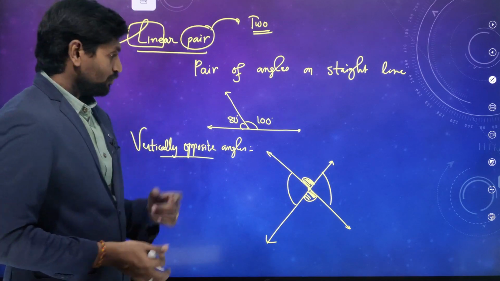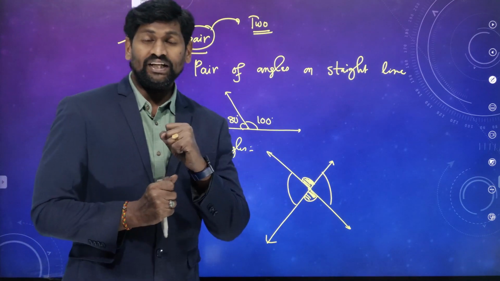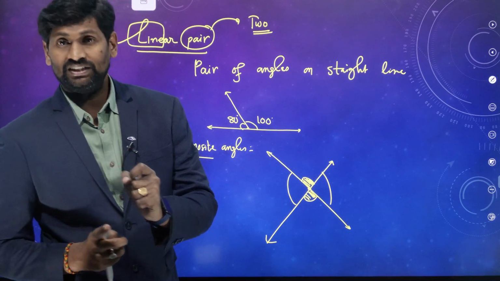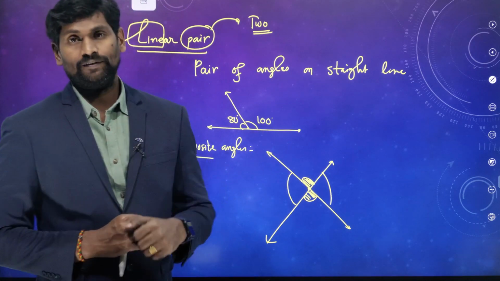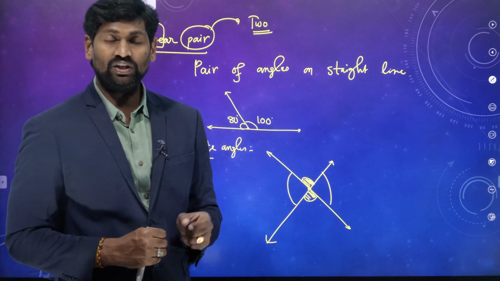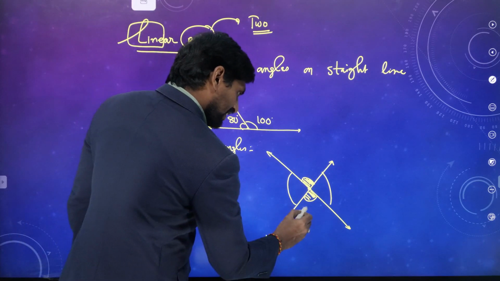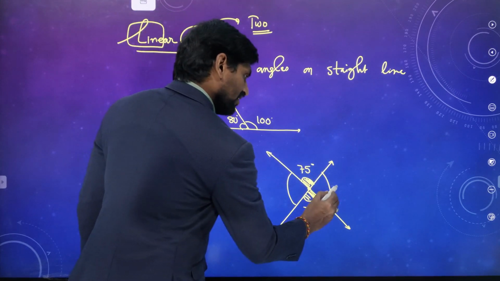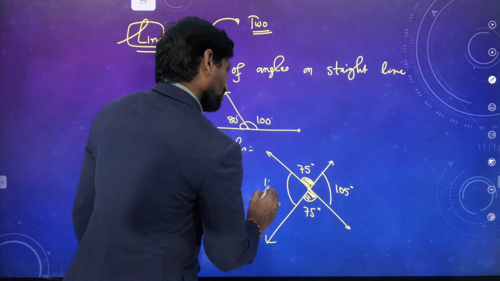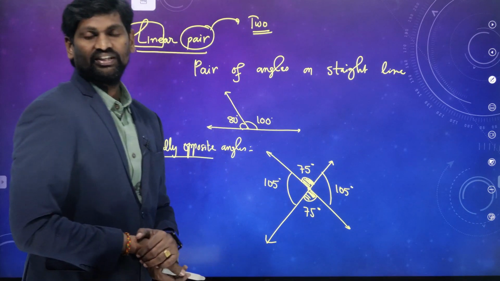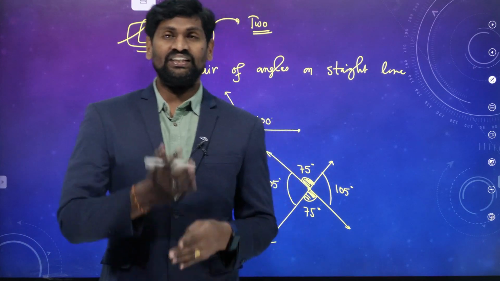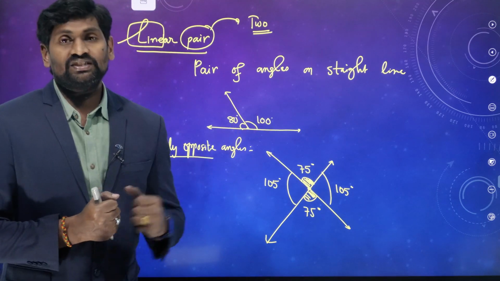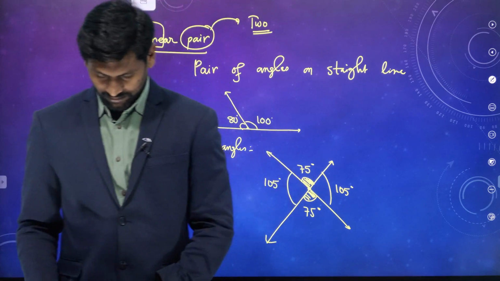Okay, na? So when two straight lines intersect at a point, they form two pairs of vertically opposite angles, and here you should remember one point, that is these two vertically opposite angles are equal numerically. For example, if it is 75 degrees, its opposite angle also 75 degrees. Same way, if it is 105 degrees, its opposite angle also 105 degrees. Simply, when two lines intersect at a point, they form two pairs of vertically opposite angles, and these two pairs are equal. Okay, na? Right.